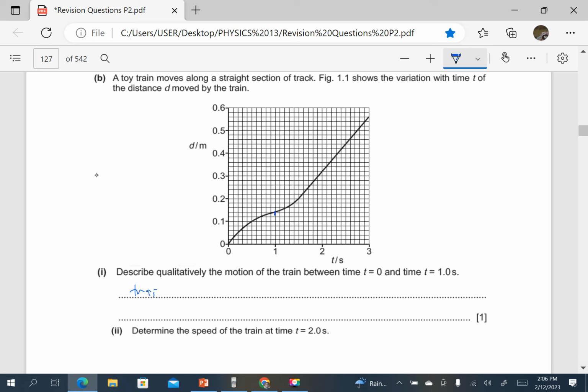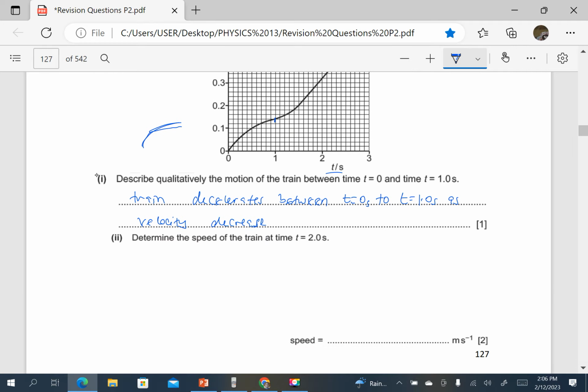So the train decelerates between t equals 0 seconds to t equals 1.0 seconds as the velocity decreases. How do we see that the velocity is decreasing? The graph is becoming horizontal, meaning that the gradient is decreasing. A decreasing gradient of displacement against time means a decreasing velocity.